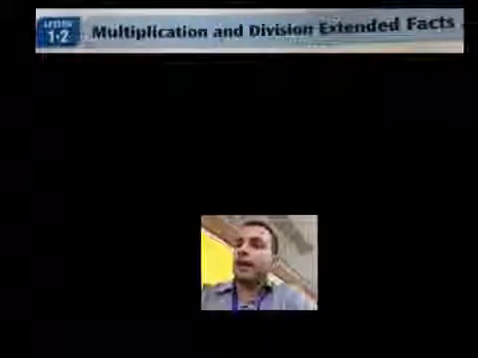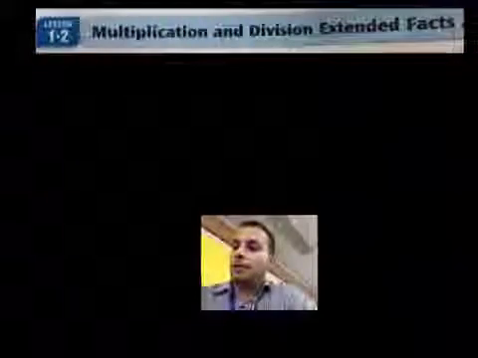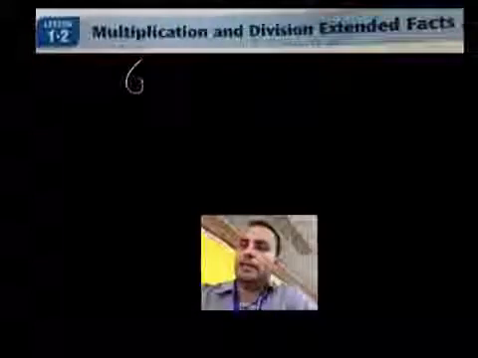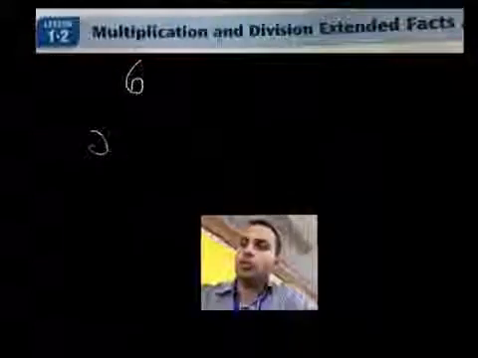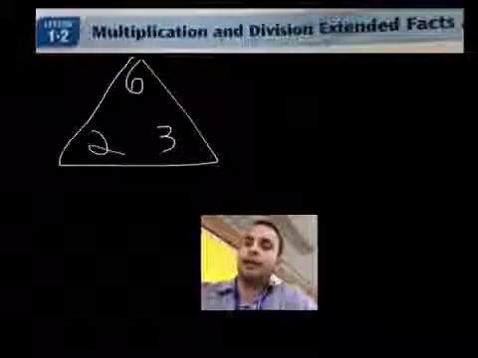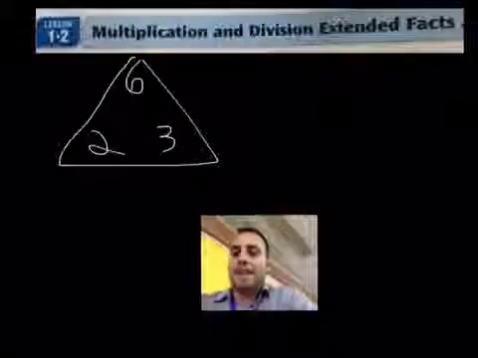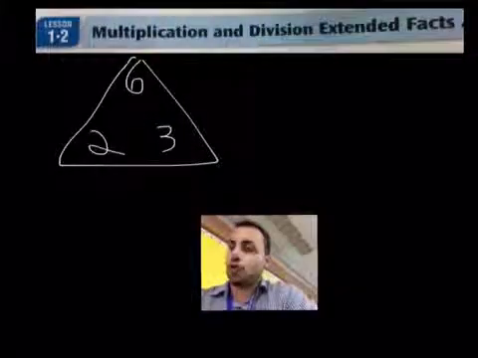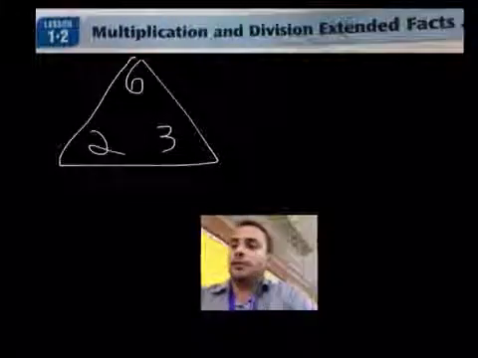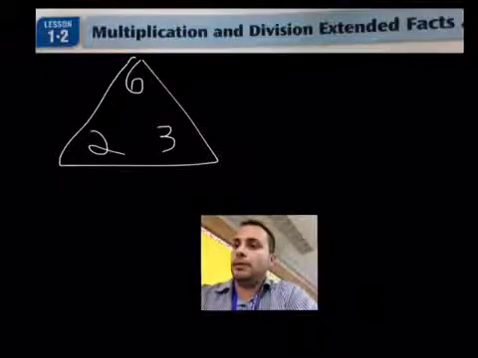A fact family can be, for example, anything like 6, 2, and 3. Okay, and they would fit into a nice triangle like that. This is considered a fact family. Fact means it's true, proven to be true, because these three can work together. For example, let me look here.